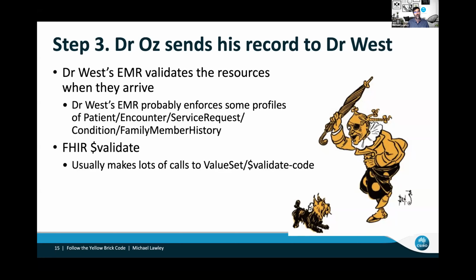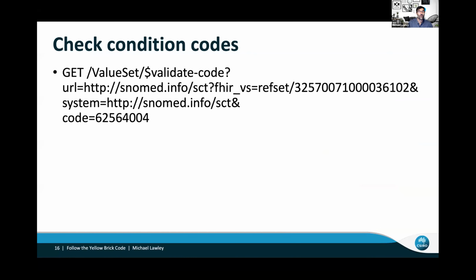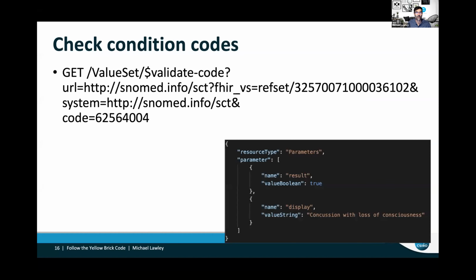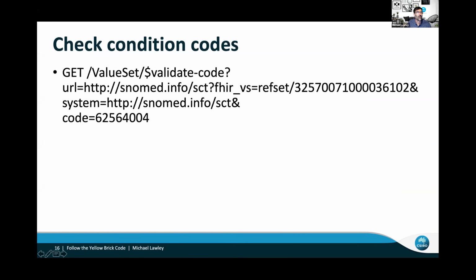And to perform validation, one of the key things is to ensure that the codes that are in the fields are suitable for the fields they're in. So it makes a lot of calls, either explicitly or under the hood, to the equivalent of a value set validate code operation. So one of these calls might look like this. So we've got a call to validate code. We're saying this is the value set that we're validating against. So again, an implicit value set.